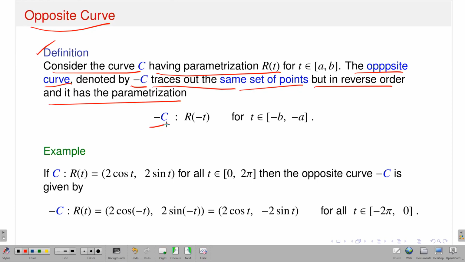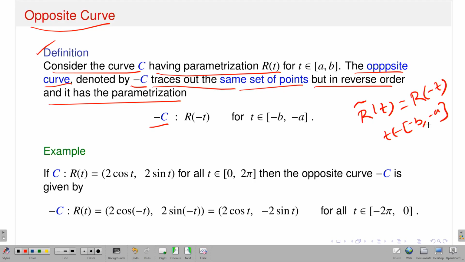So, minus C has a parameterization, maybe you can say that this is R twiddle of T. Because C is a curve, minus C is another curve. So, minus C will have a parameterization, let it be R twiddle of T, and that has a relation with the parameterization capital R of the given curve C. And what is that? This should be R of minus T, and this time T will run from minus B to minus A.